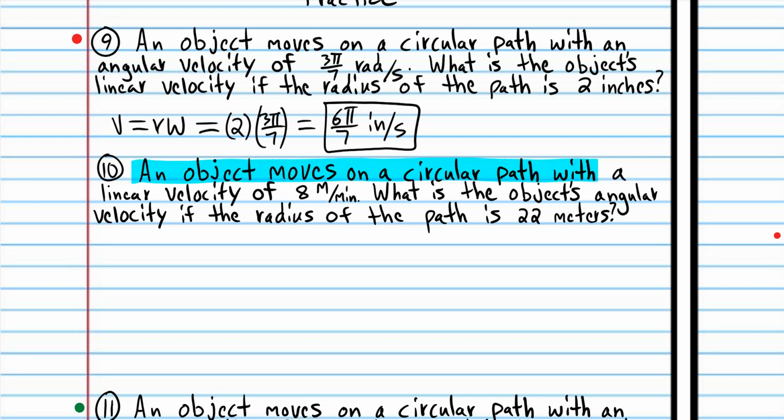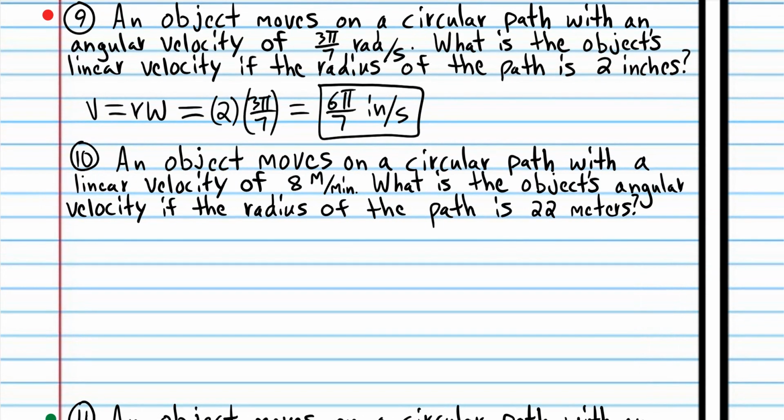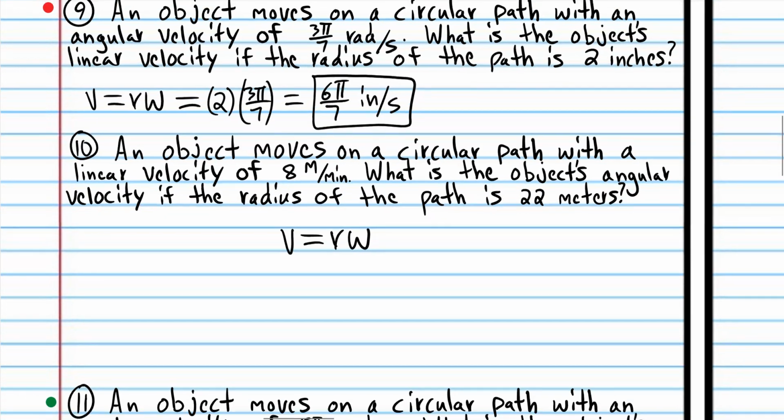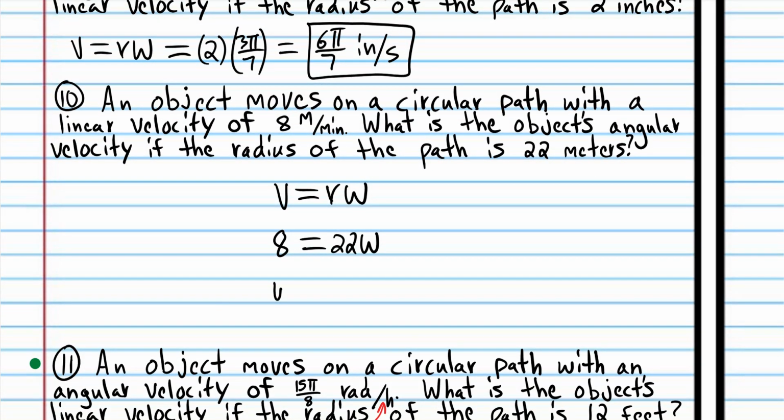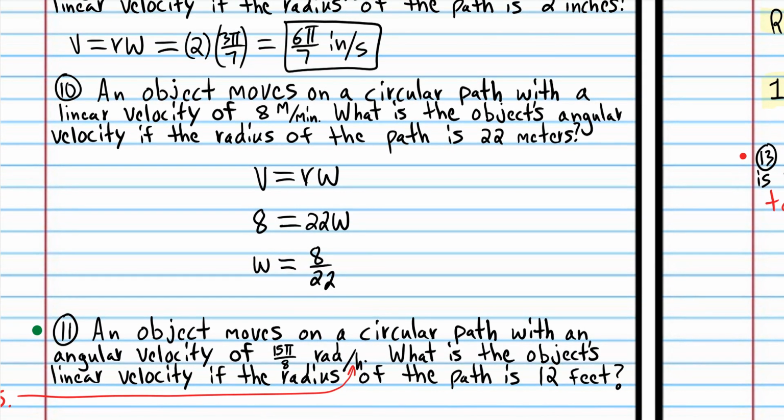Okay, an object moves on a circular path with a linear velocity of 8 meters per minute. So now they're giving us linear velocity. What is the object's angular velocity if the radius of the path is 22 meters? So now we're going to go backwards. We know that v is equal to r times omega. They told us the linear velocity is 8 meters per minute, and the radius of the circular path is 22 meters. We're looking for omega. So omega is simply equal to 8 over 22, and we can reduce that to 4 over 11.